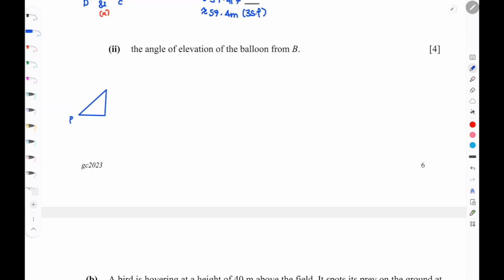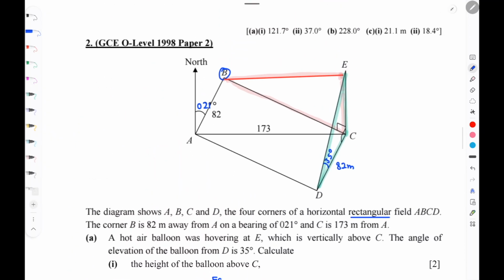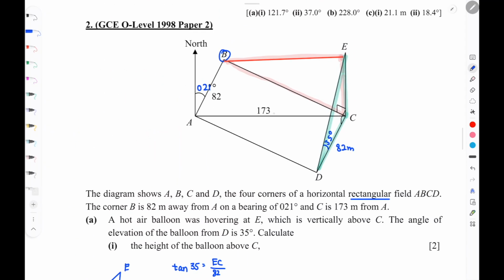So I have B, I have C, this is E. Over here I found in my last part, this is 57.417. Okay, the angle of elevation I want to find, I don't know yet. Okay, but I can find my BC, because I have my diagonal length and I have one of the sides, I can use my Pythagoras theorem.